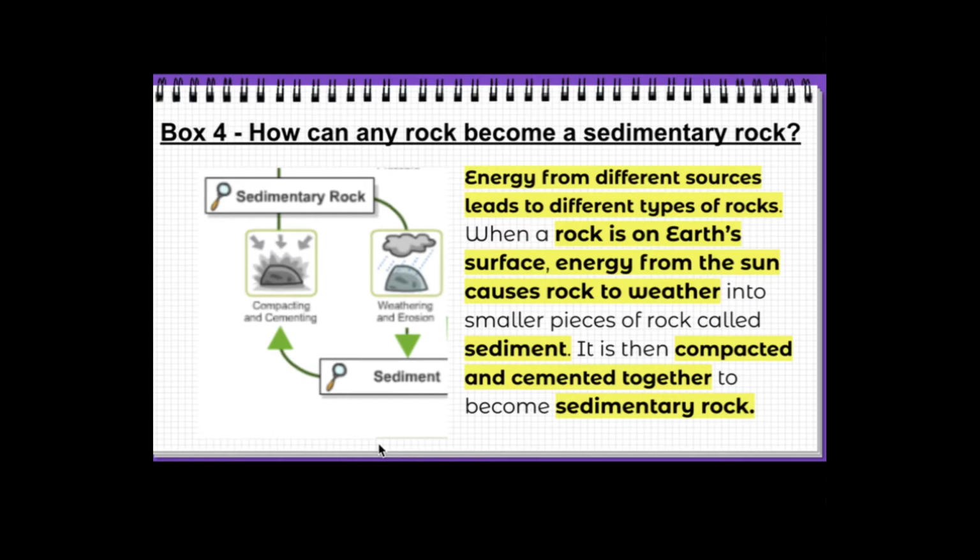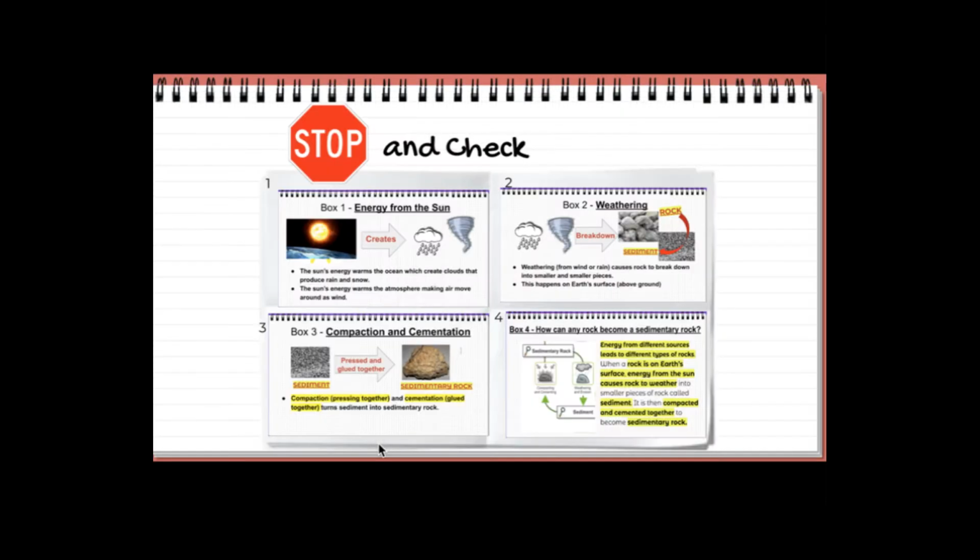So let me repeat it again. Energy from different sources, and we have two sources, leads to different types of rock. When a rock is on Earth's surface, energy from the sun causes the rock to weather into smaller pieces of rock called sediment. It is then compacted and cemented together to become sedimentary rock.